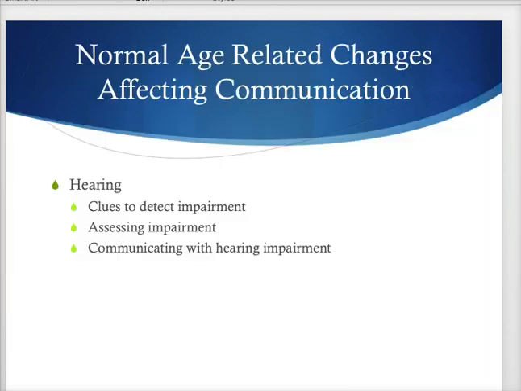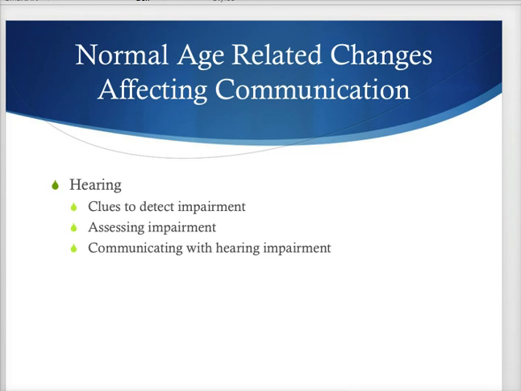The first change we're going to talk about is hearing. The reason we're going to talk about hearing is that 25 to 40% over the age of 65 have some sort of hearing loss. There are several clues to detect that the patient might have impairment. First, the patient says that words are difficult to understand. They may tell you that they can't hear high-pitched sounds. They may stop socializing. They may have trouble hearing a conversation in a noisy room. If they add people to the conversation, they can't distinguish who's speaking.